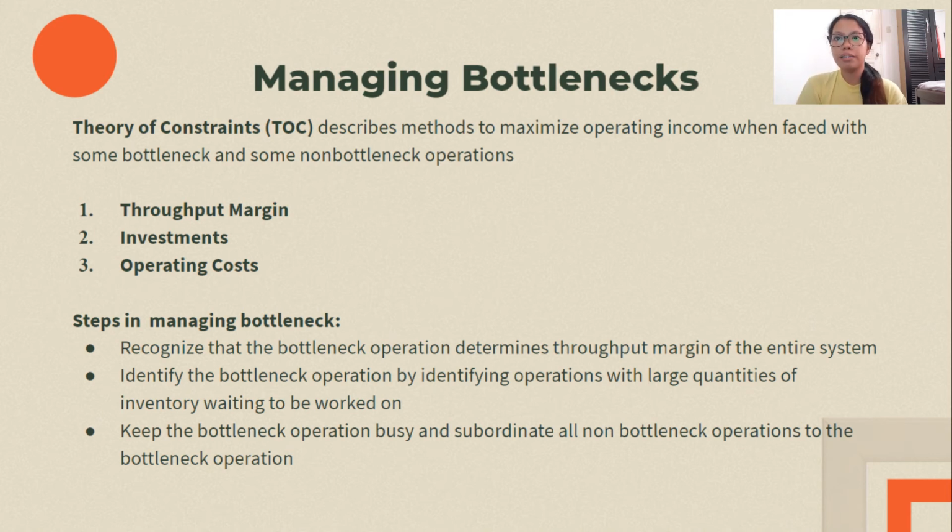Steps in managing bottleneck. Recognize that the bottleneck operation determines throughput margin of the entire system. Identify the bottleneck operation by identifying operations with large quantities of inventory waiting to be worked on. Keep the bottleneck operation busy and subordinate all non-bottleneck operations to the bottleneck operations.